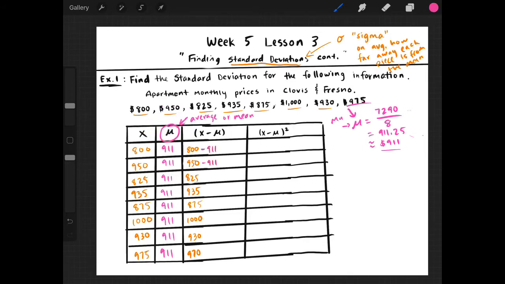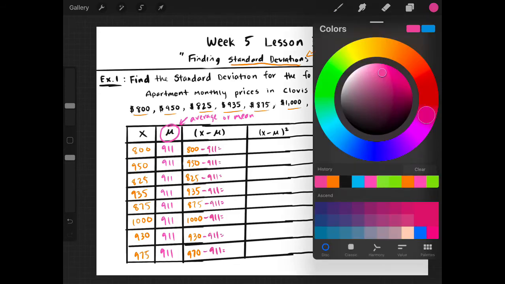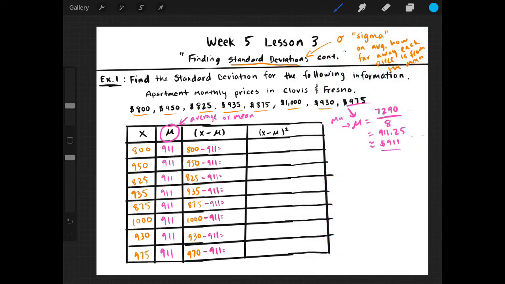And we subtract the mean from all of those. So minus 911. Minus 911. Both of those are good. Minus 911. Minus 911. Just keep subtracting there. Okay. After that, we get the distance each of these pieces of data is from the mean. So let's put that over here. Take out your calculator. You're going to want to use it so you don't make any mistakes. We're going to do 800 minus 911, negative 111.